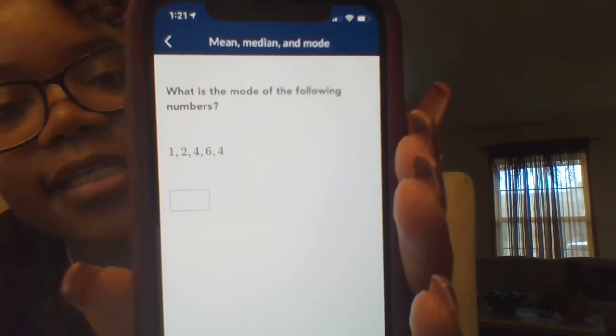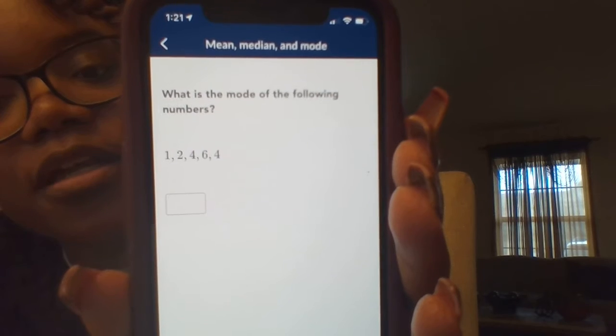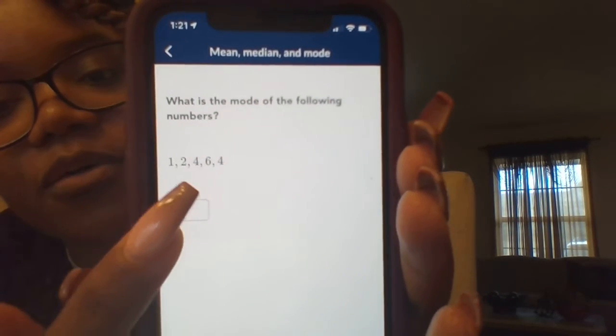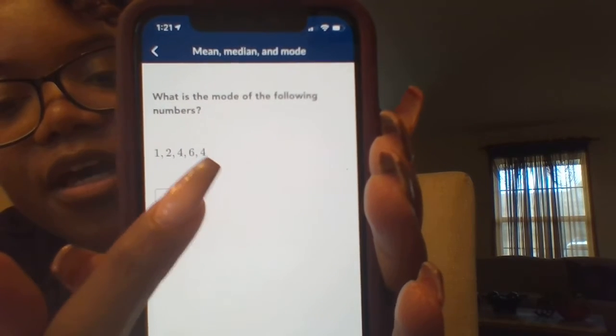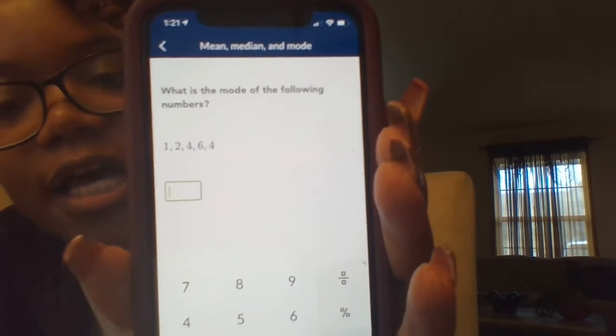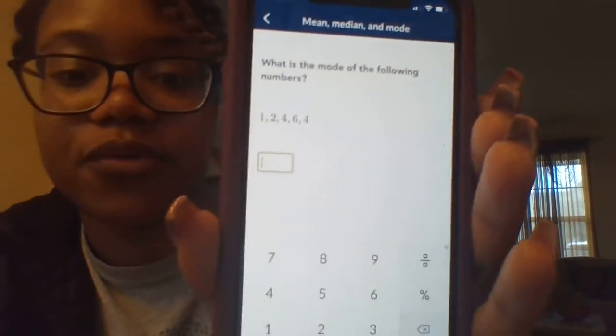So the first problem in my set is, what is the mode of the following numbers? So we see we have 1, 2, 4, 6, 4. Remember from what we just did on the assignment that's posted on Google Classroom, mode is the number that you see the most. So the mode for this data set would be 4.